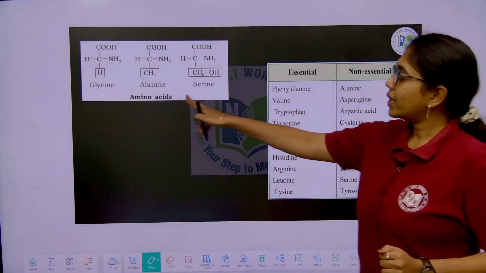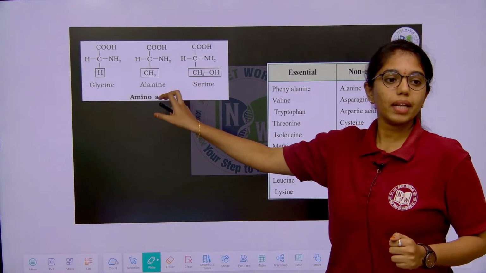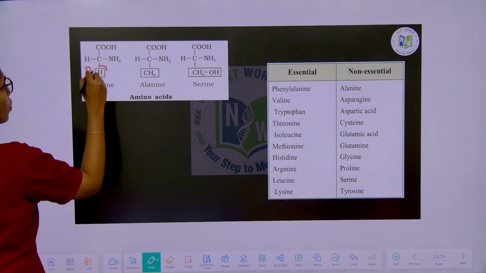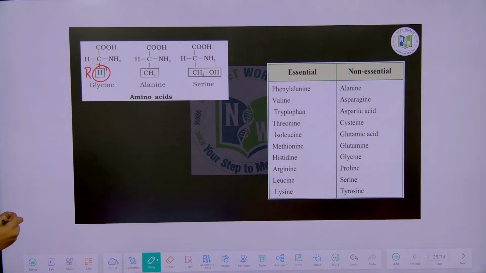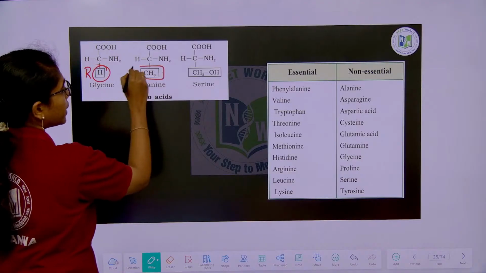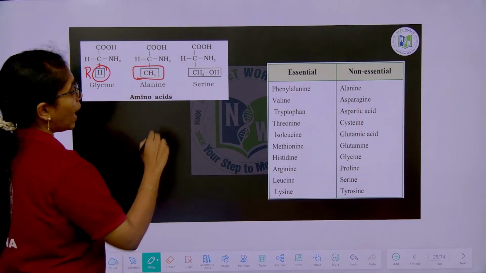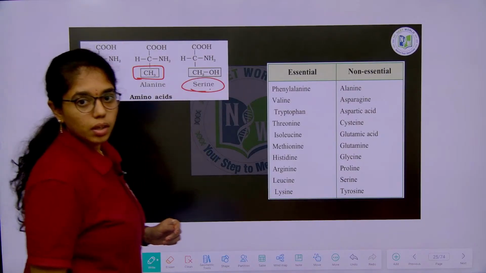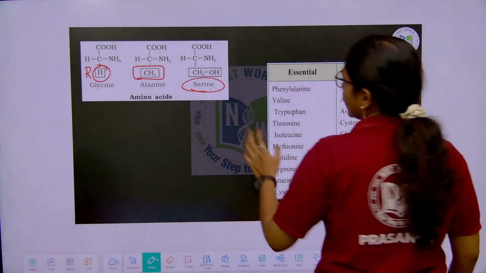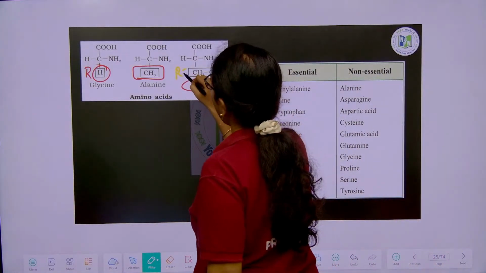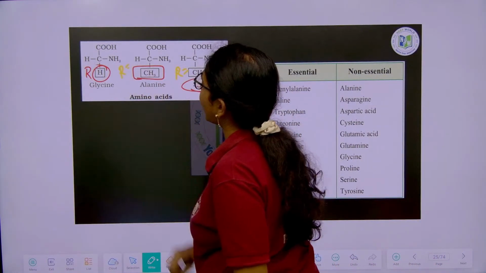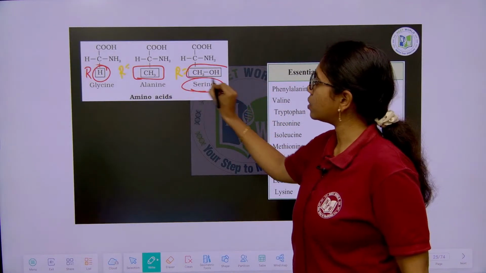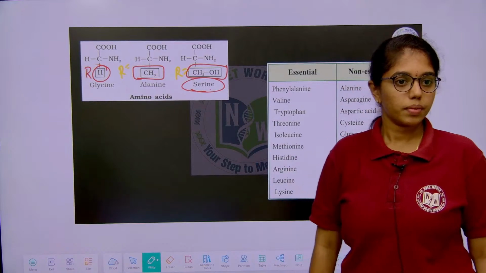We go with the amino acids which are given in our NCERT. Glycine, if you see in the R group, what is there? Only a hydrogen is there. Alanine, you can see a methyl group is there, and serine, you can see a hydroxymethyl group. Okay. So these are the functional groups that you have under glycine, alanine and serine. You have to just remember these groups.